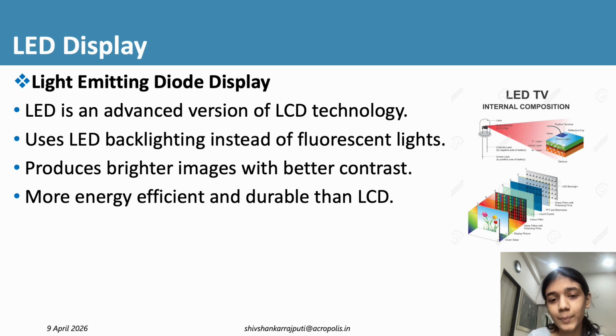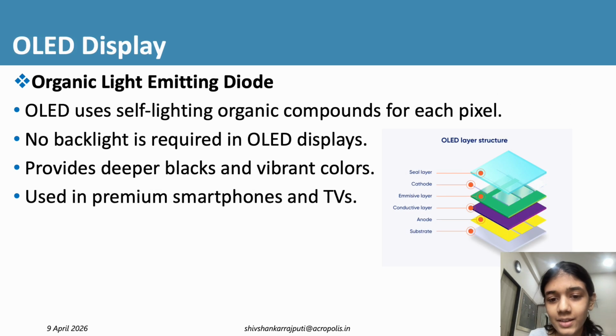Again, a better form of LEDs came into existence in the market, that is the OLED display, organic light emitting diode. It used self-lighting organic compounds for each pixel. No backlight was required for OLED displays. It provides deeper blacks and vibrant colors. It is used in premium smartphones and TVs. The color quality kept on getting better and better, and there's a latest addition to it, that is plasma screens. But these are the major display devices in the market.